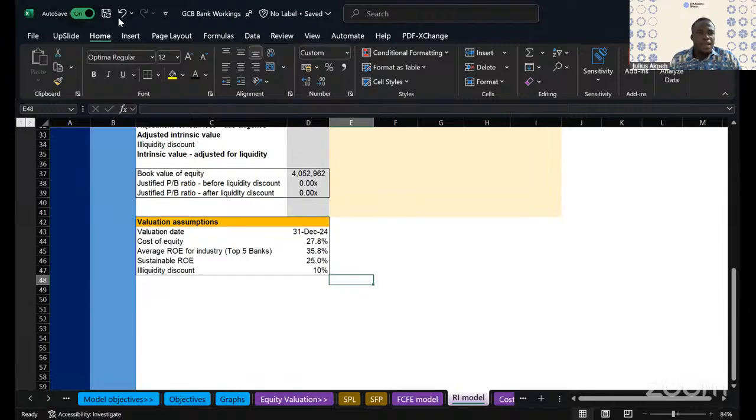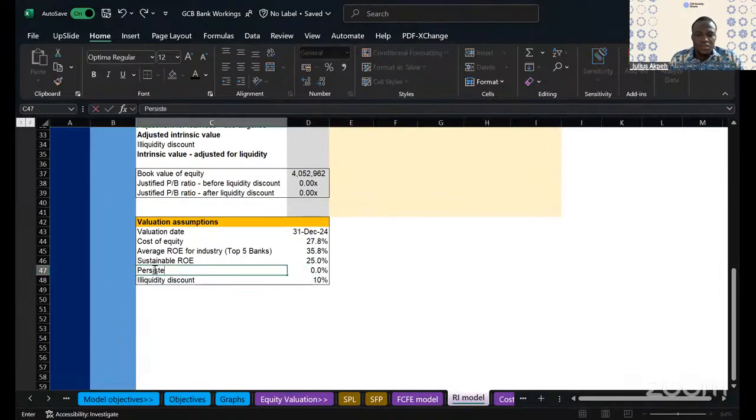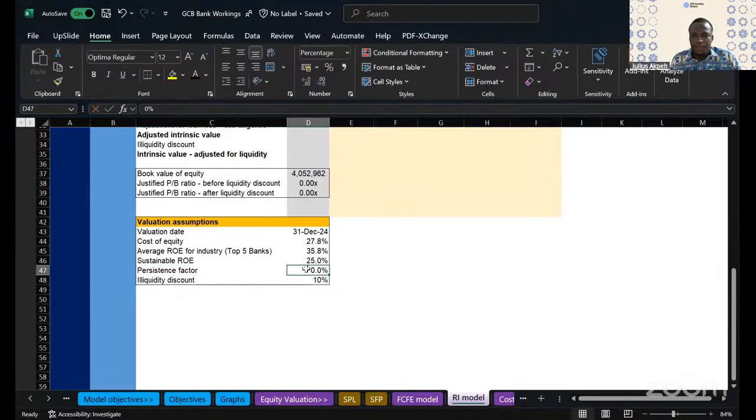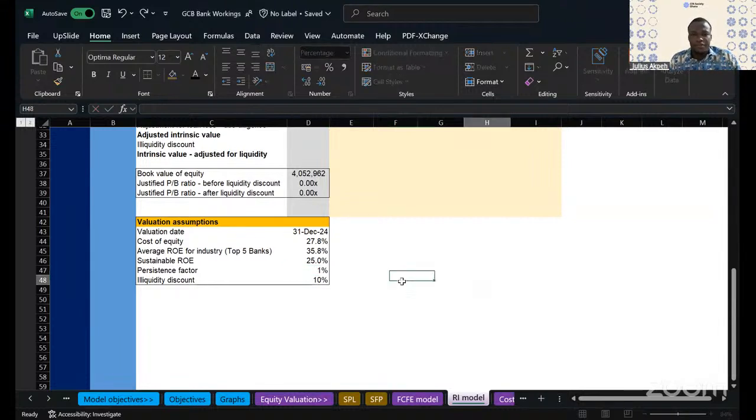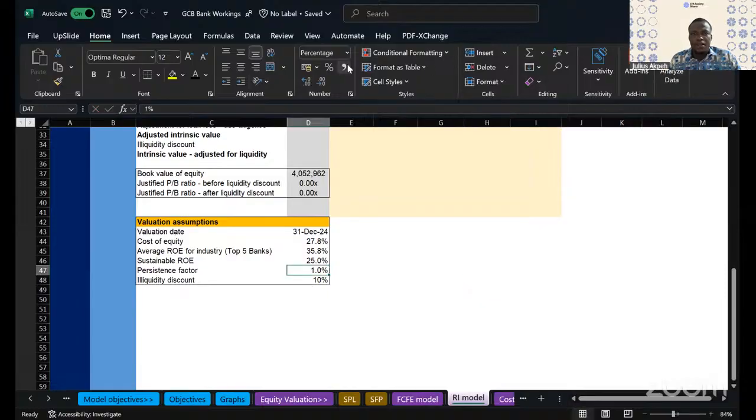In place of the growth rate, we can include the persistence factor. Persistence factor measures the persistence of the residual income. For now, let's include the persistence factor and leave it at 1. Persistence factor of 1.